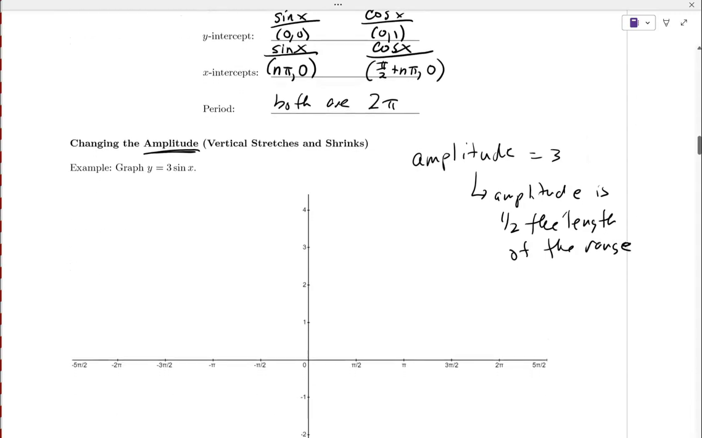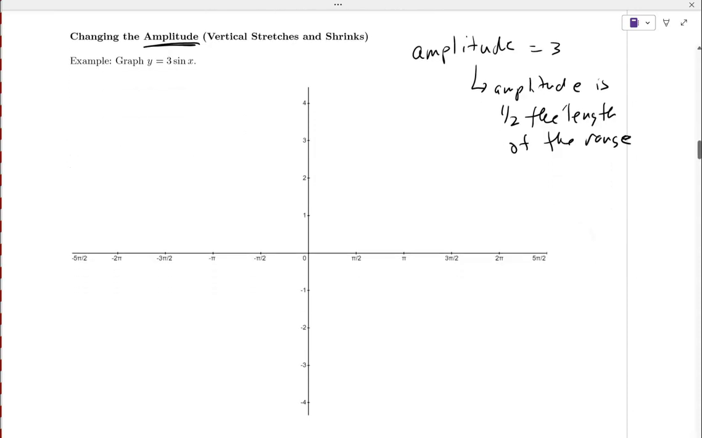All right. So when we graph this, we'll start with our base graph. Ooh, that was bad. Start with your base graph. Well, try to get my base graph in here.